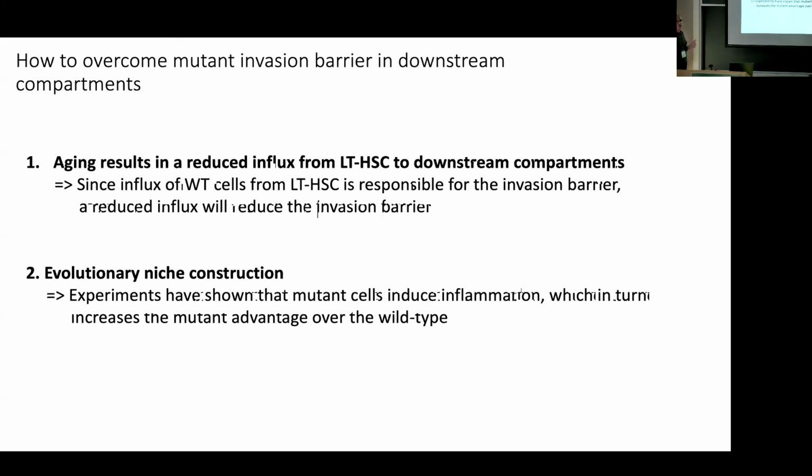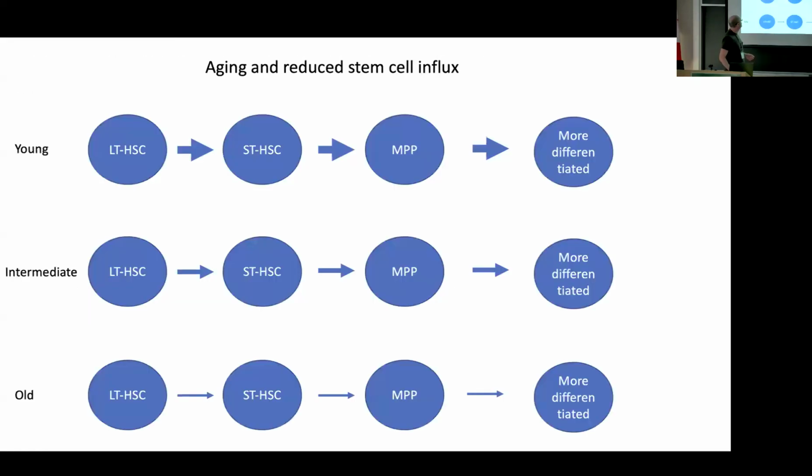The first thing is aging. During aging, the influx of stem cells from the long-term stem cell compartment towards the progenitors gets reduced. That's one thing. And the second thing that we looked at is what is called evolutionary niche construction, where the mutant cells actually can create an environment for themselves that is more and more advantageous for themselves. So let's look at what this is.